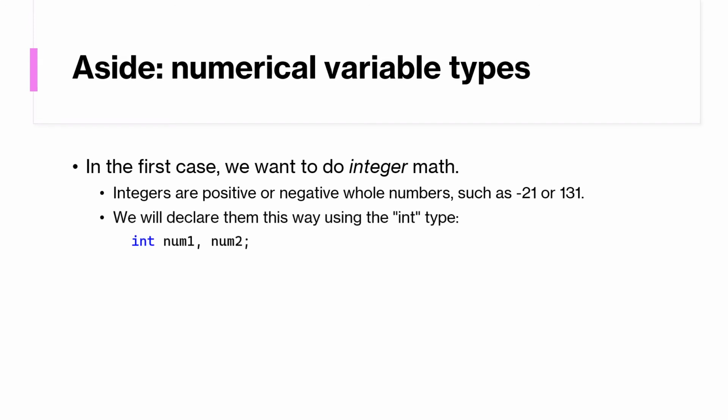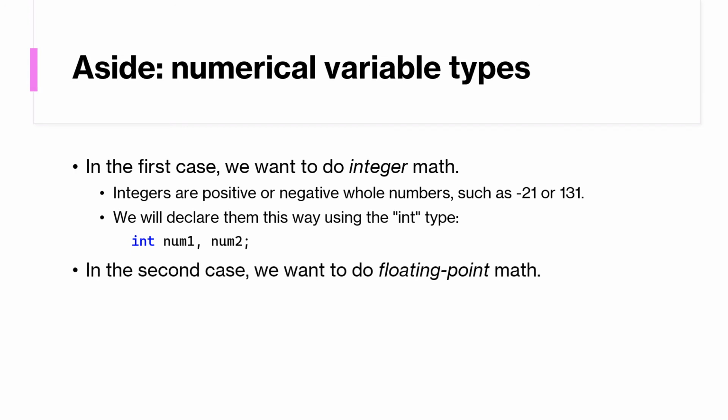Okay, so we're going to declare them this way using the int type, int num1, num2. Okay, you can declare multiple variables on a line using commas as long as they're all the same type of variable. In the second case, we want to do floating point math.